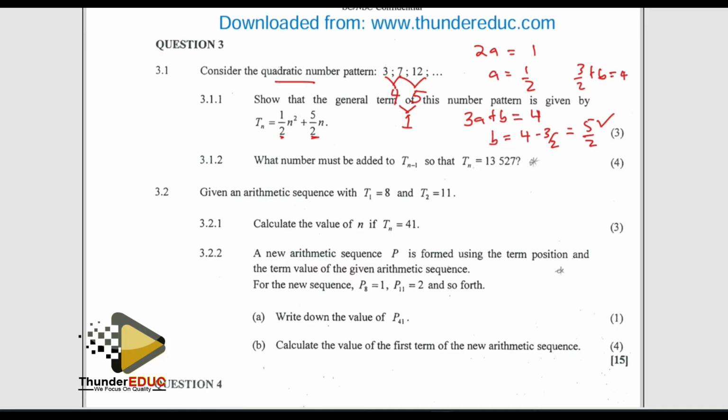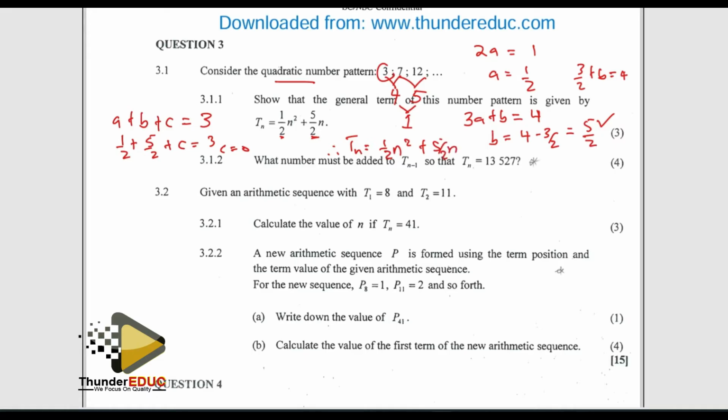Now let's confirm if there is really no c. If I get a plus b plus c, I should be able to get the first term, which is a 3. So a is a half, b is 5 over 2, plus c is equal to 3. This simplifies to 3, and the 3 cancels, so c is a 0. Therefore, Tn becomes a half n squared plus 5 over 2n.